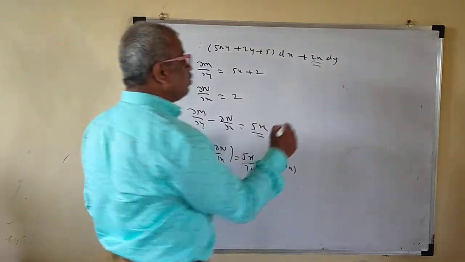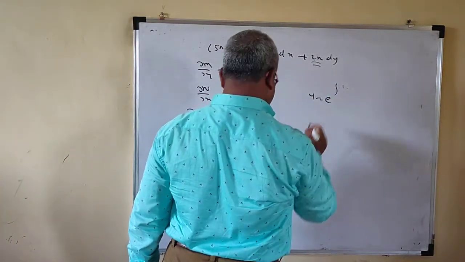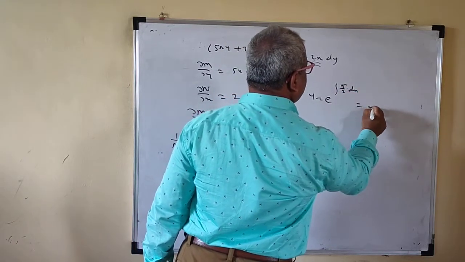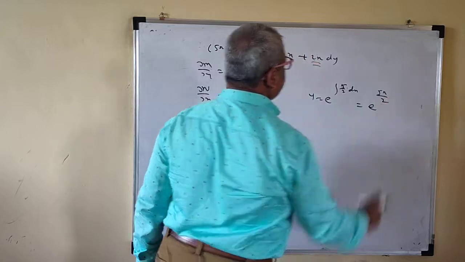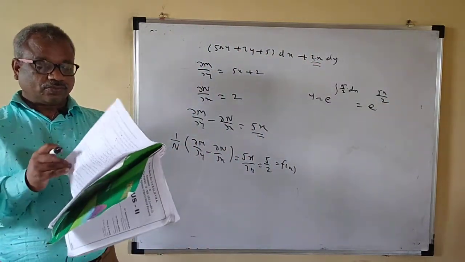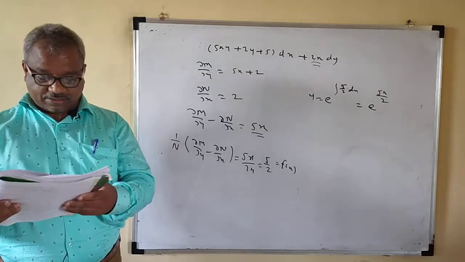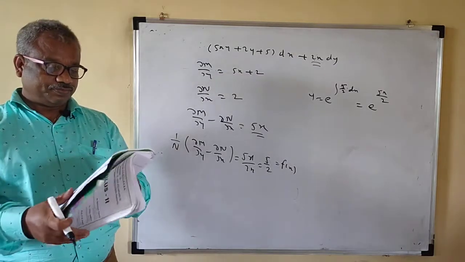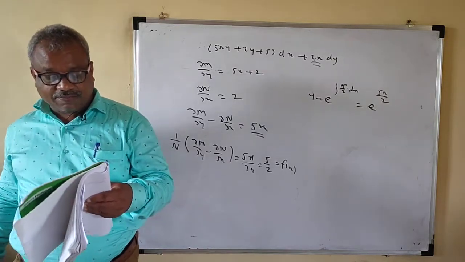Then the integrating factor is what? It is e raised to the integral of 5 by 2 dx. So this is e raised to 5x by 2, which is an integrating factor. We want only the integrating factor. Okay, so we'll take the next example.